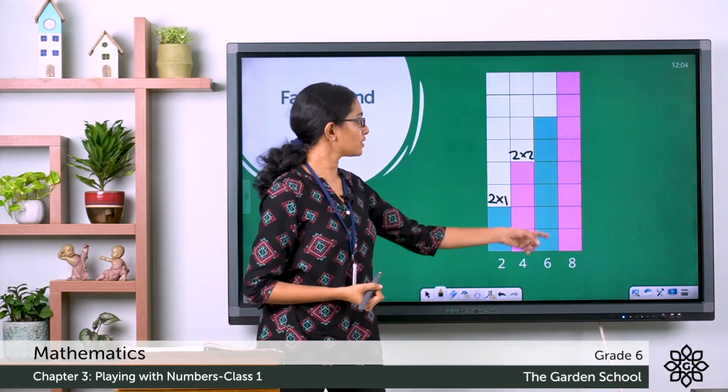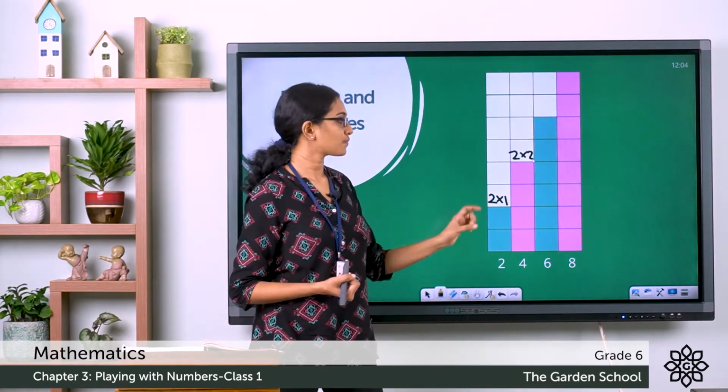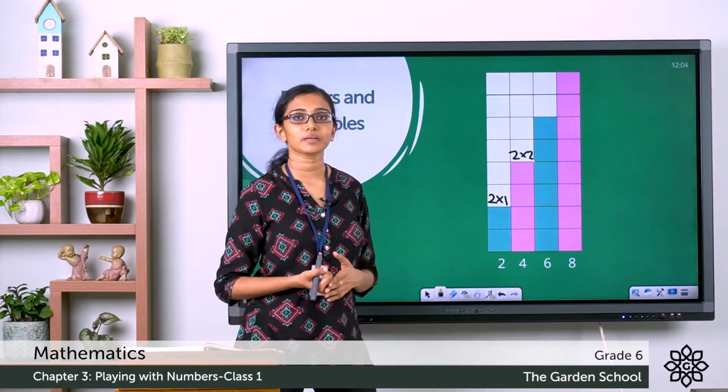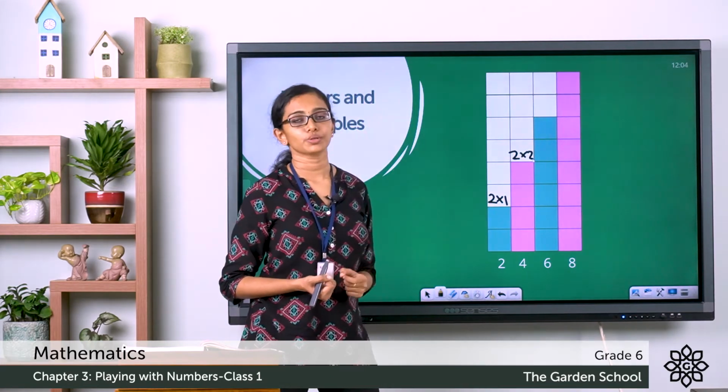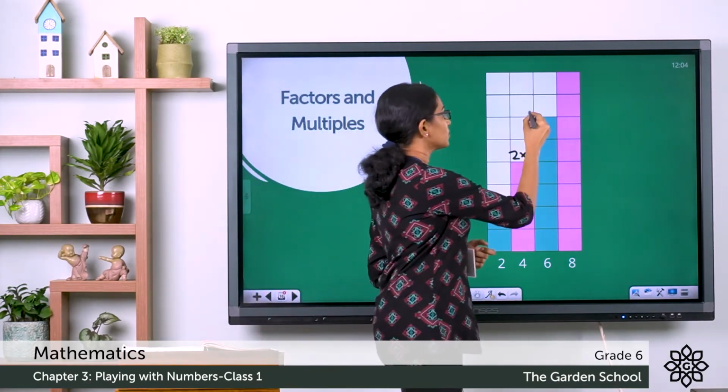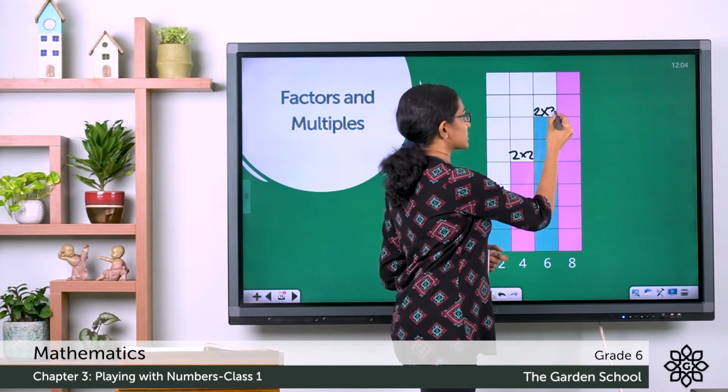Now what about 6? How many strips of 2 centimeters would I require to cover this distance of 6 centimeter? Here 1, 2, here 1, 2 and here one more 2. So that is equal to 2 threes.